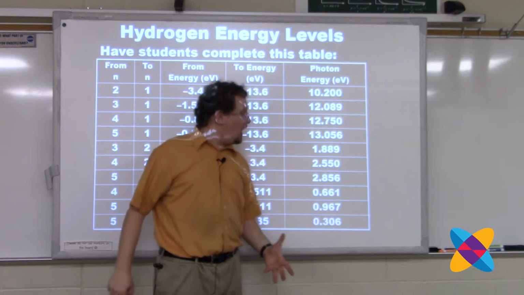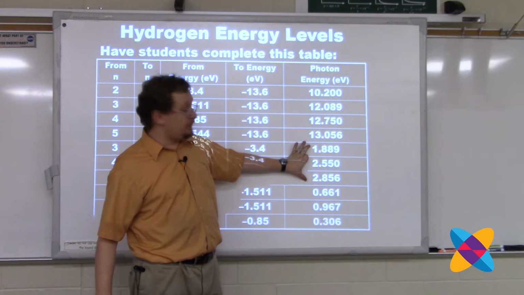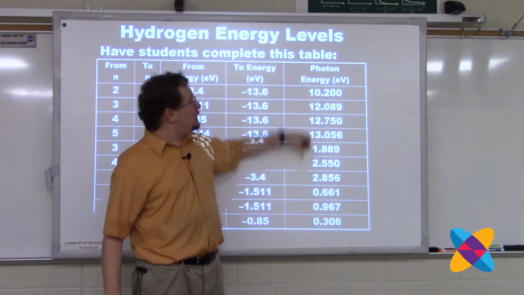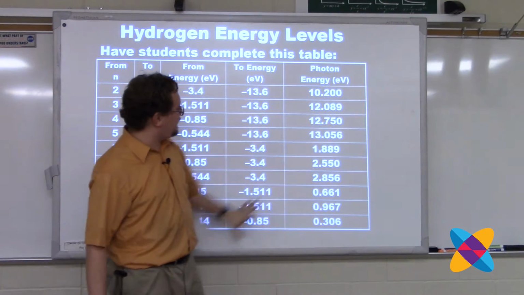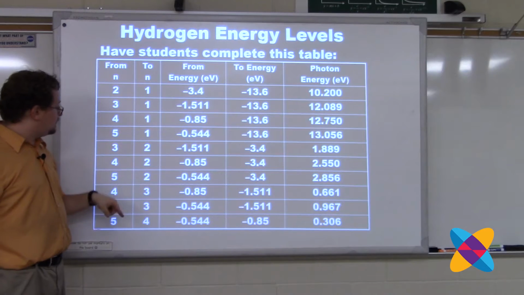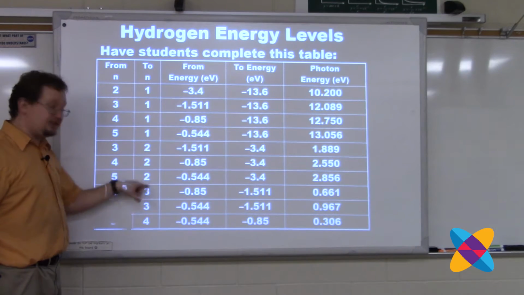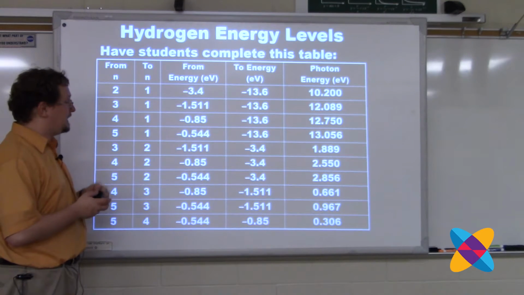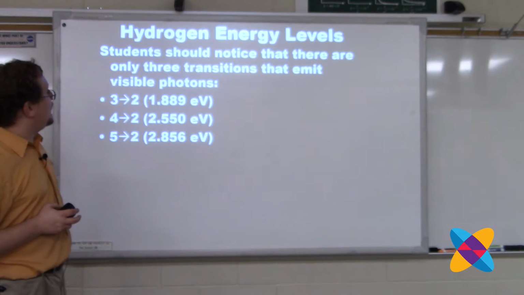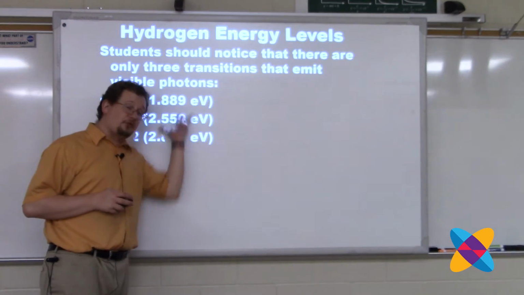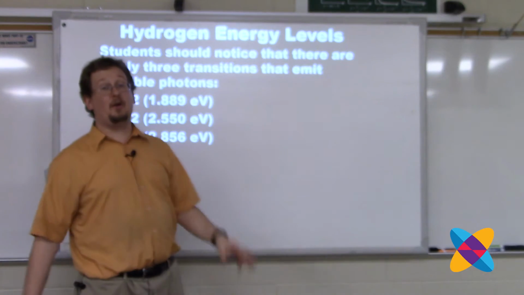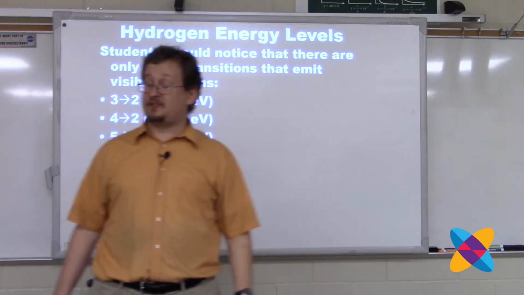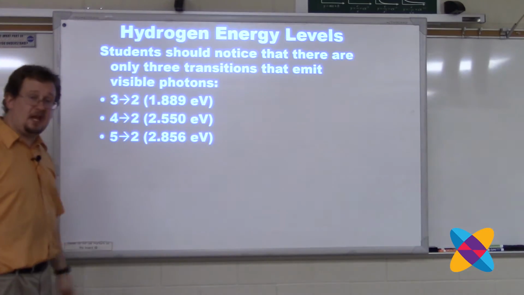And what I want them to notice is that of all of them, these are the three we can see. We can't see any of these other photons, but we can see these three: 3 to 2, 4 to 2, 5 to 2. Those are the ones that we can see. I'm getting students to that point. Now my question is, if these are the three we can see, what's their wavelength? What's their color? That's why I asked the students, what color am I about to see?